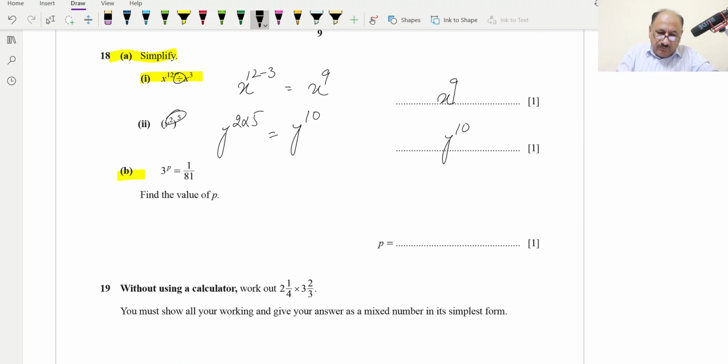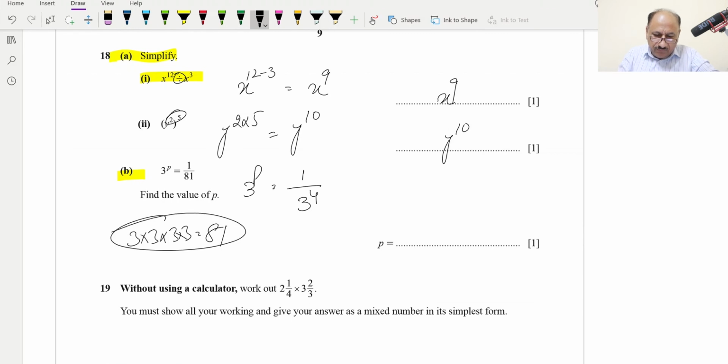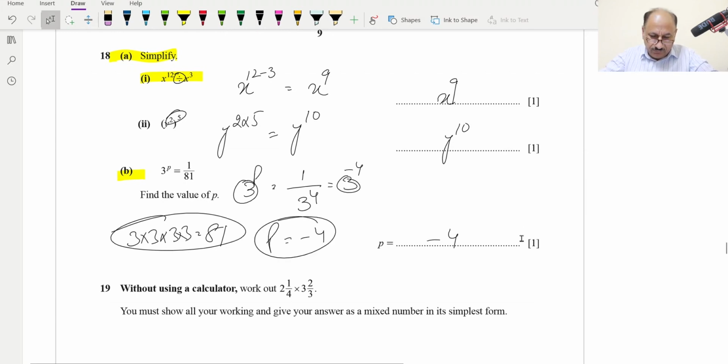So this will be what? 3 raised to power p is equal to 1/3 raised to the power 4. 3 raised to the power 4 will be equal to 81. So that's why we have written this, and which can be written as this one. So bases are same, so powers will be same. P is equal to -4. This will be our final answer for this part.